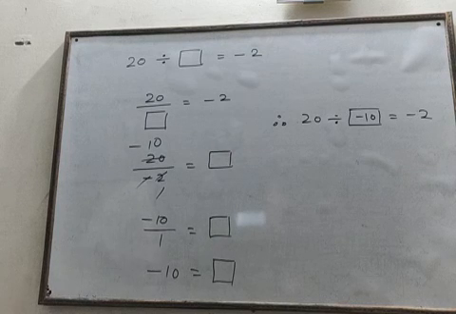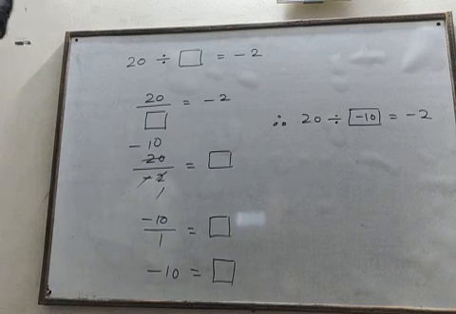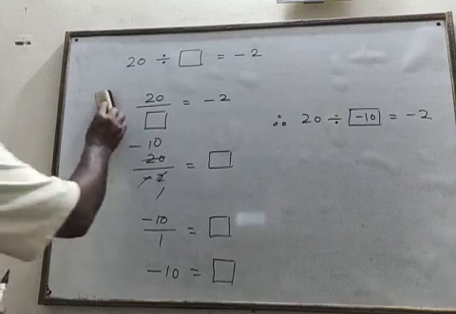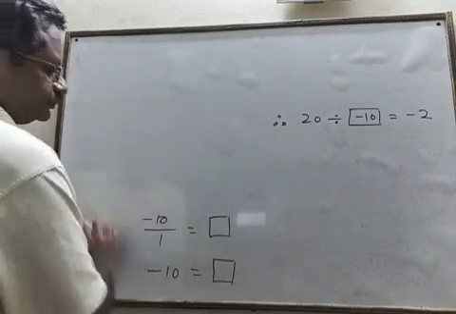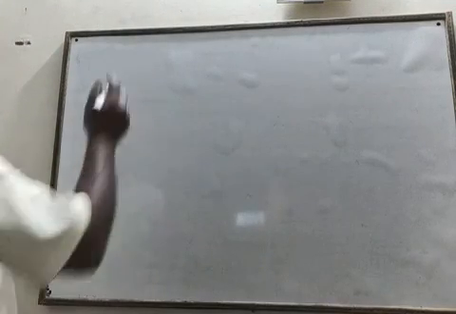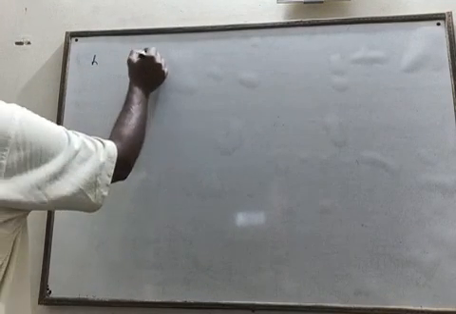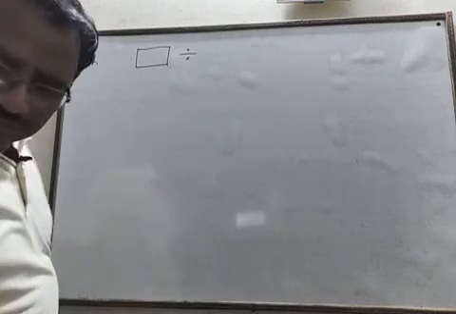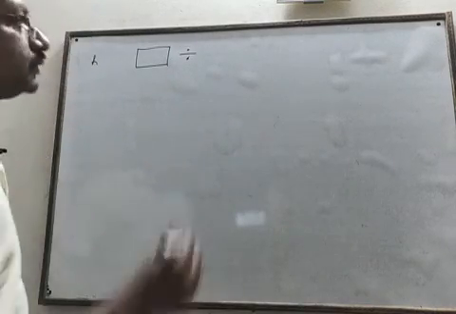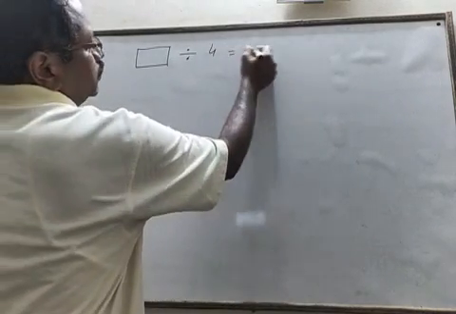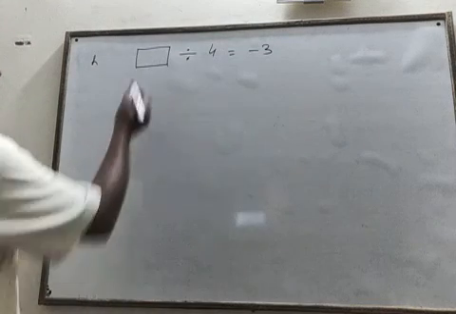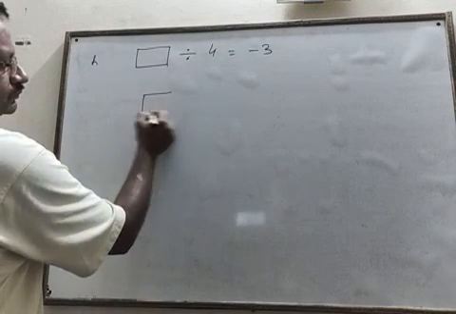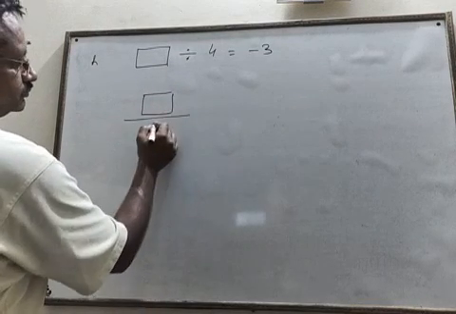One more question, like in the H part, box divided by 4 equal to -3. So better you write in the fractional form.